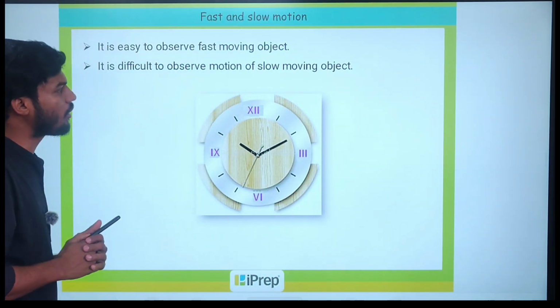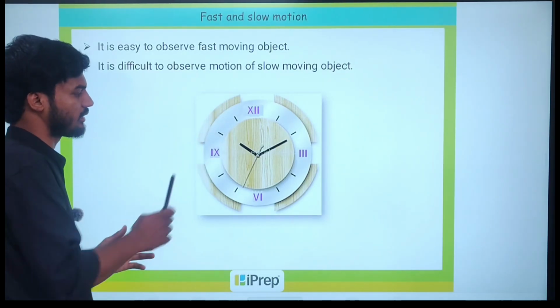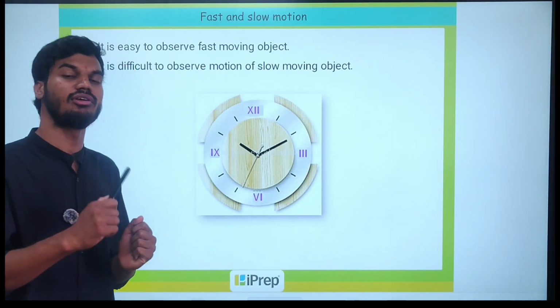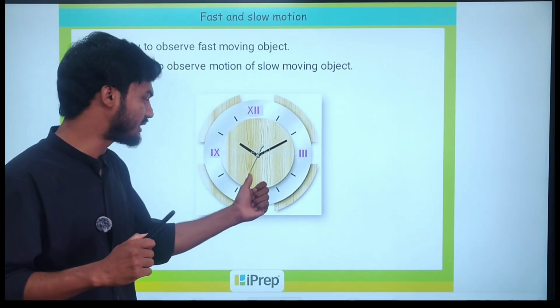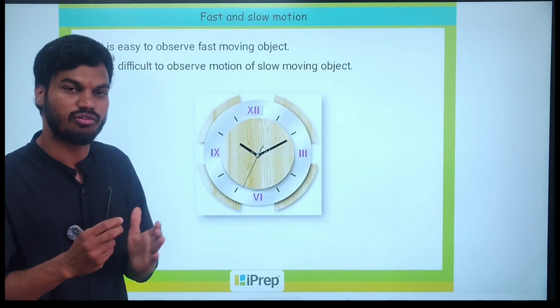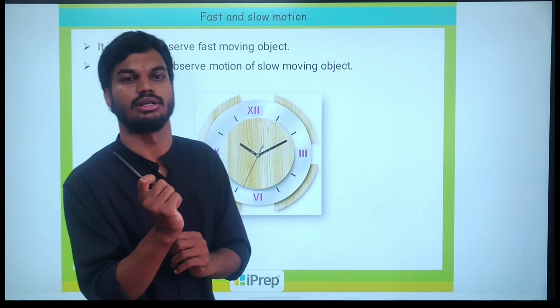Next, it is difficult to observe the motion of a slow moving object. For example, look at the clock. The second hand is moving very slowly. So if we want to observe whether the clock's second hand is at rest or in motion, we have to observe for 5 to 10 seconds. Then only we can decide that the clock hand is moving slowly.